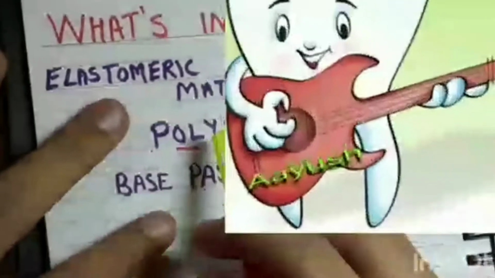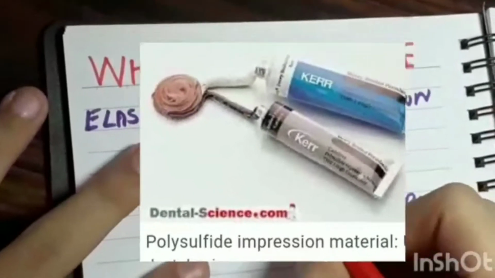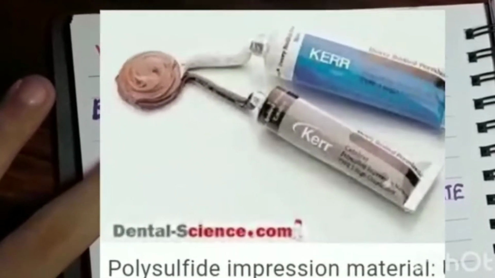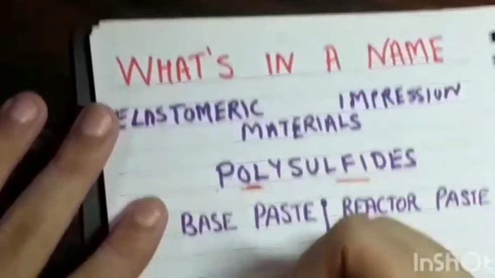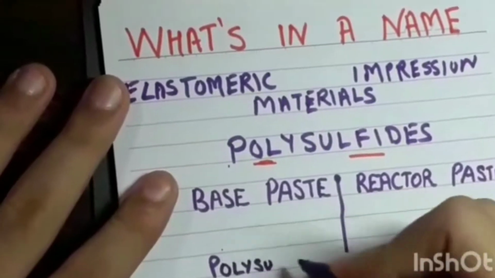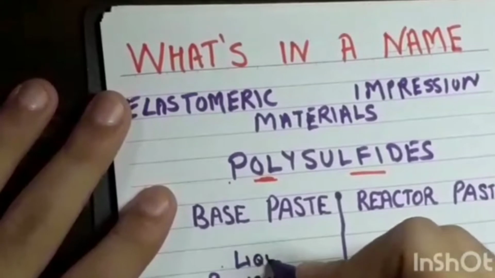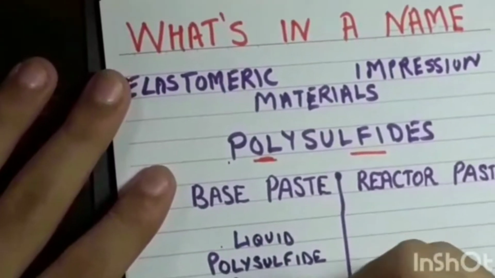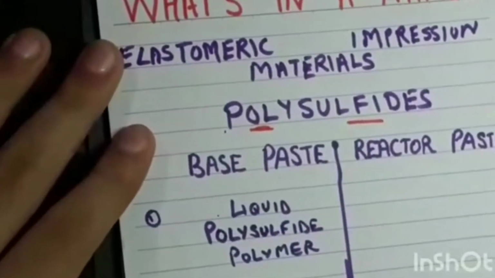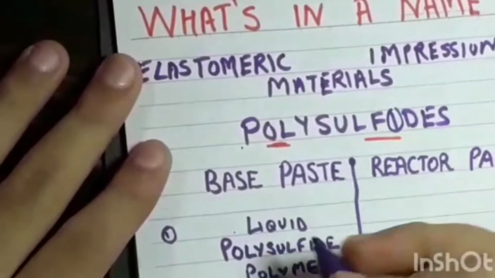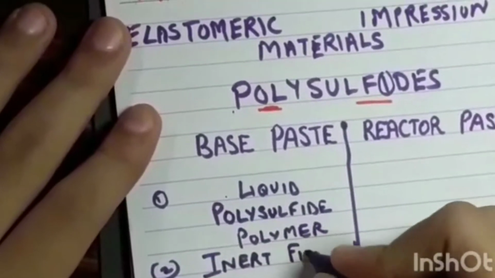So we start with polysulfide. Its composition has a base paste and a reactive phase. In base paste, the first ingredient is, we'll take the whole word polysulfide. This polysulfide is a liquid polymer which sets to form a solid but highly elastic and flexible rubber-like material. Hence the name liquid polysulfide polymer. Second ingredient in base paste is, we take the letter I. So it's inert fillers.